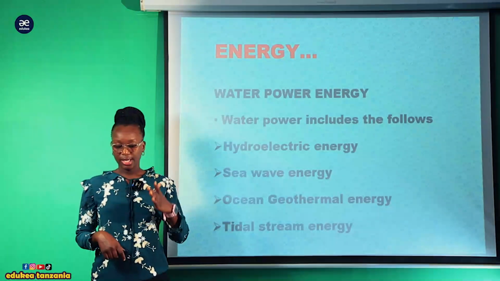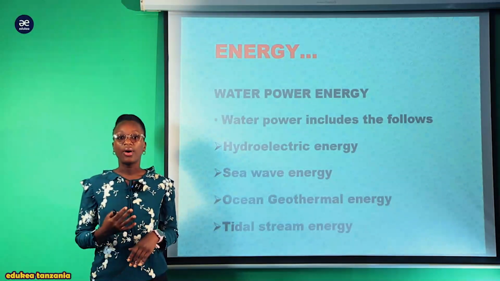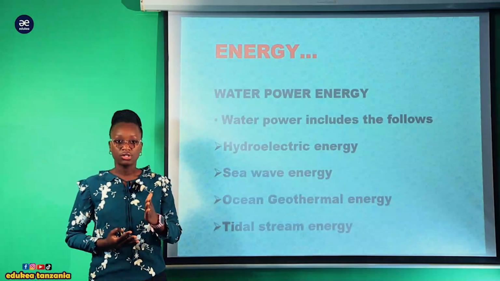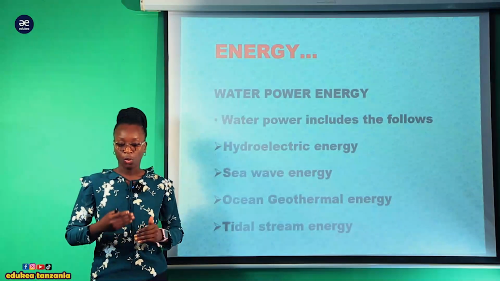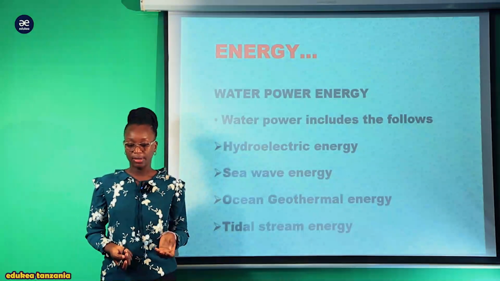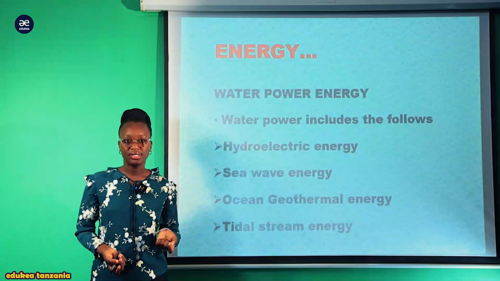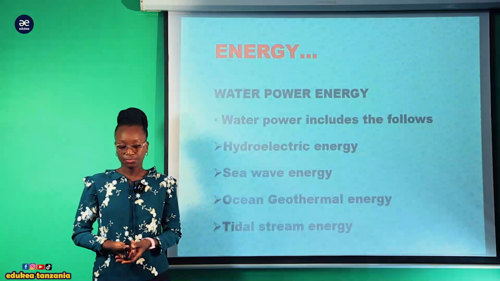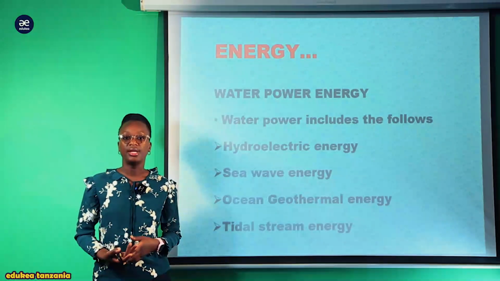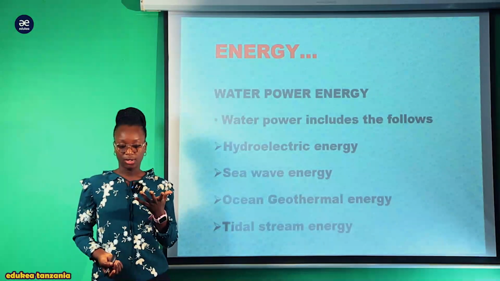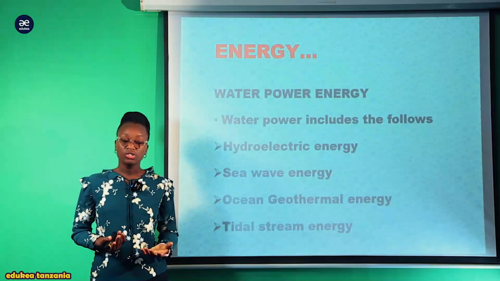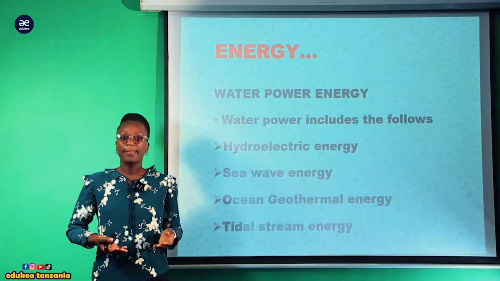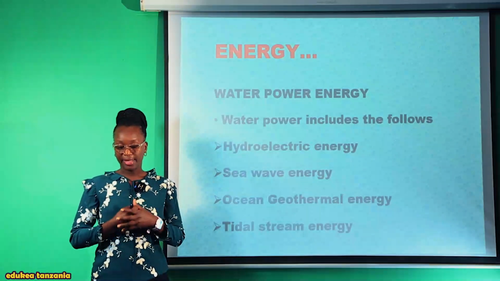So you can see this water power energy has four forms, all of which are renewable sources of energy made up of a water source. For example, hydroelectric energy depends on water, but also sea wave energy depends on sea water. Ocean geothermal energy depends on the oceans. Also tidal stream energy depends on water. So we are going to see one after another.